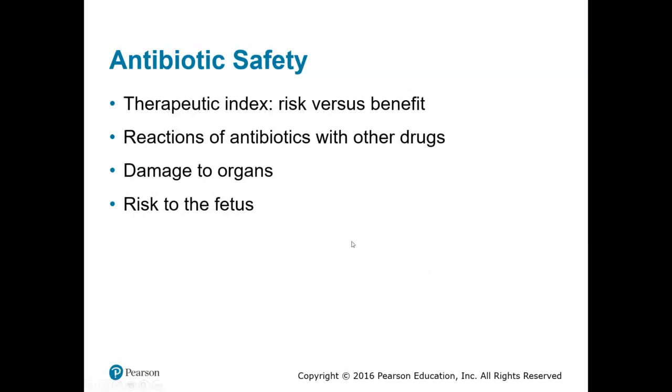Right, so antibiotic safety, this is what we do. It's a risk versus benefit. And that's what we did with those little problems we did earlier, right? We look to see the risk versus benefit. If the kid is allergic to penicillin, we don't want to use it because the benefit's not going to outweigh him dying, right? So again, we need to look at that.